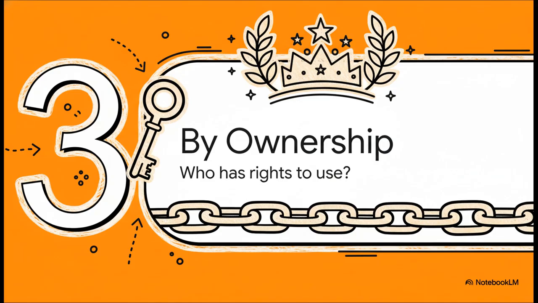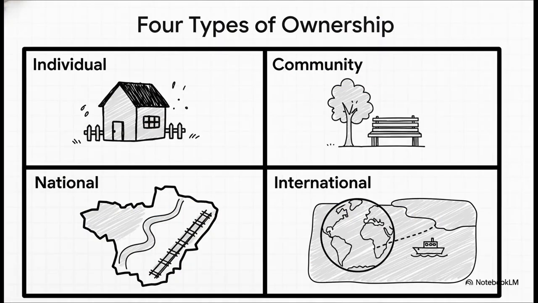Who actually has the right to use these resources? This is very important because it decides who gets to make the decisions. We can break down ownership into four main types. First, we have individual resources, things that are owned privately, like a farmer's land or your own house.